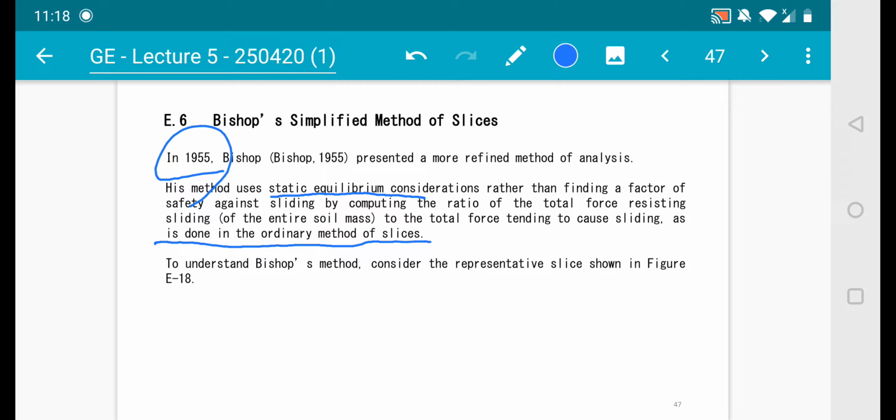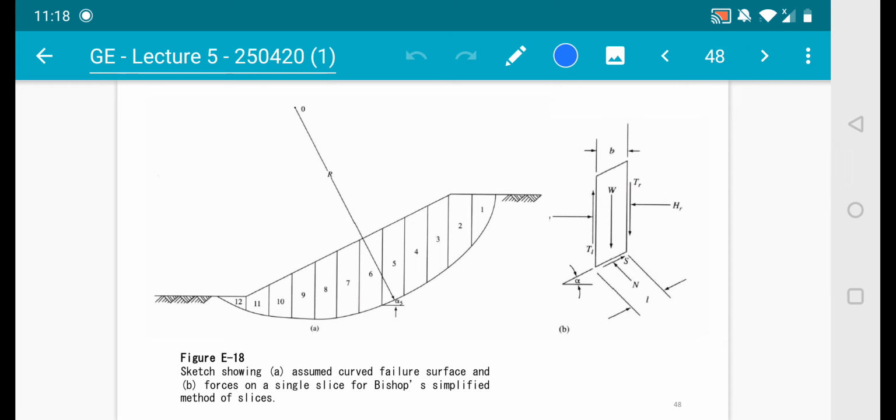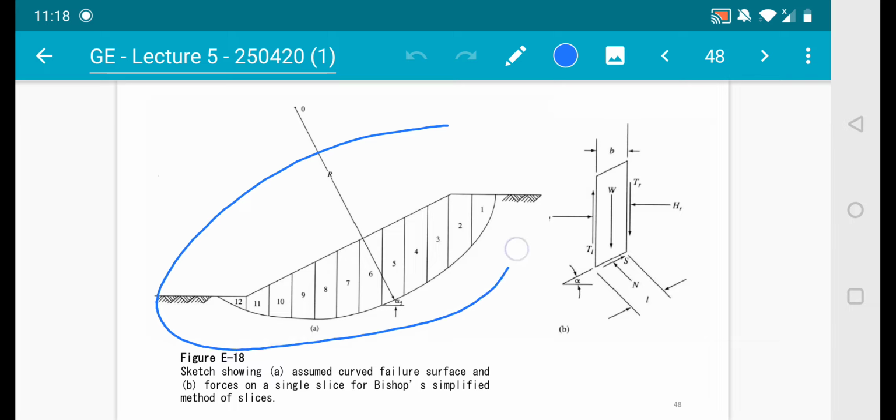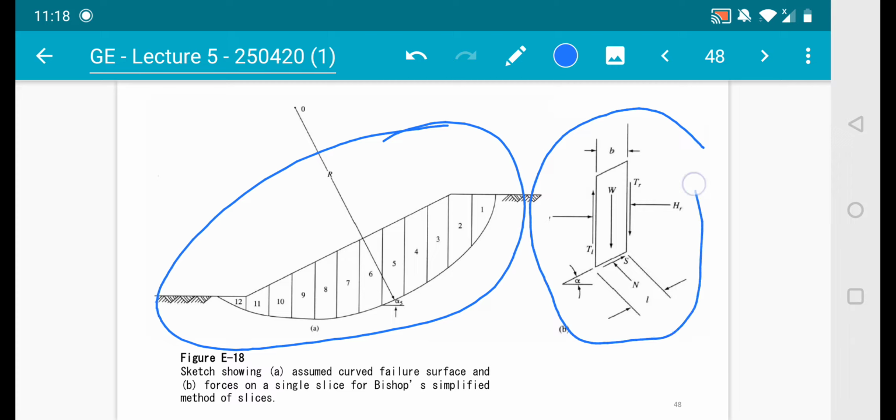Now to understand Bishop's method, consider the representative slice shown in figure E18. So this is what he considered. Sketch A shows an assumed curved failure surface. This is normal, like the method of slice. However, when you look at B, if you take one representative slice, this is how it looks. So you have a lot of components going on inside Bishop's approach. B shows the forces on a single slice for Bishop's simplified method of slice.